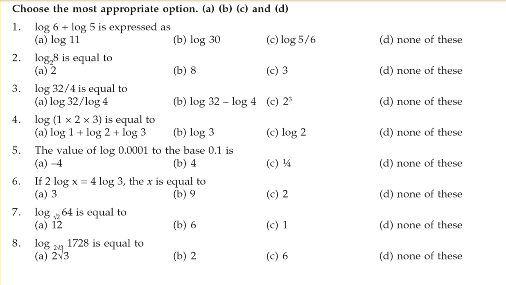Okay. Now the first question is log 6 plus log 5. Yesterday I told you log m plus log n is log m into n. So 6 into 5, that will be log 30. Log 8 base 2. Log 8 to the base 2 is obviously 3.